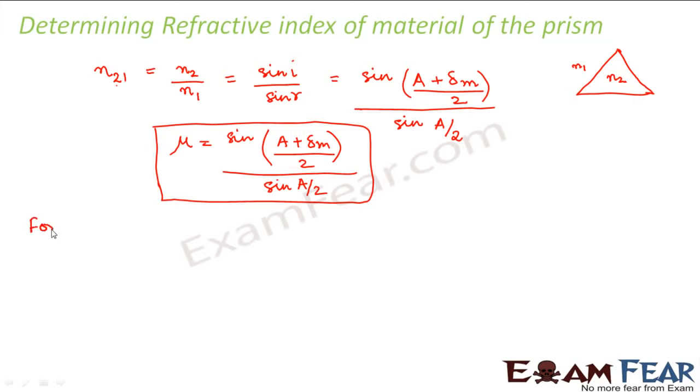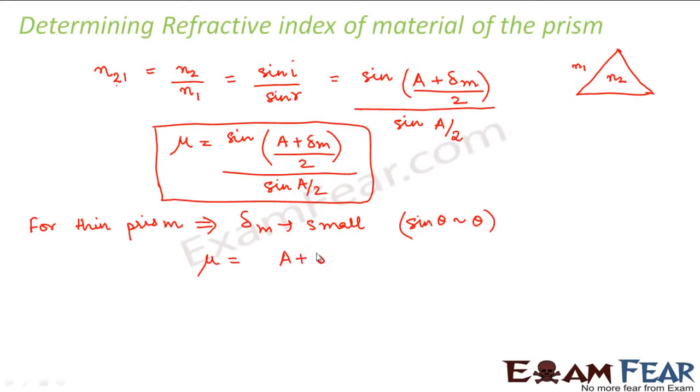Now there would be a special case for thin prisms. If the prism is thin enough, in that case delta m would be very small. Now, for very small theta, sin theta is approximately equal to theta, right? So in that case, sin of (A plus delta m) by 2 will be equal to (A plus delta m) divided by 2. This is divided by A by 2.